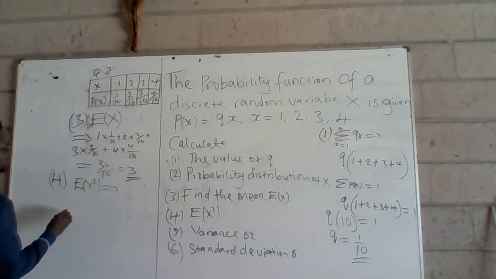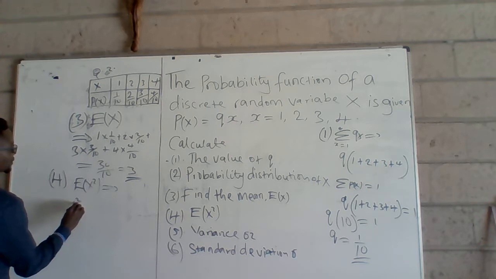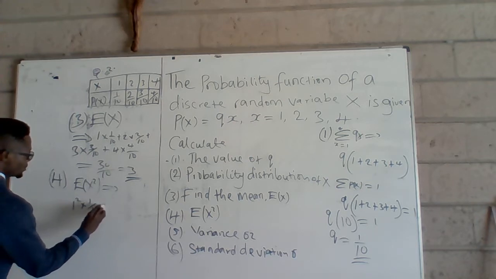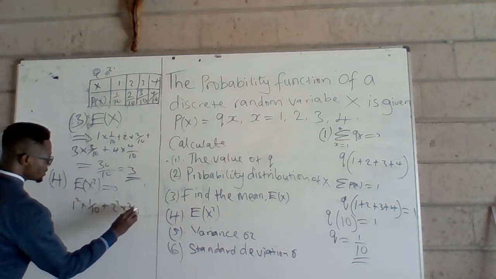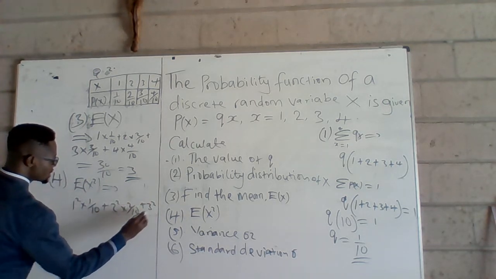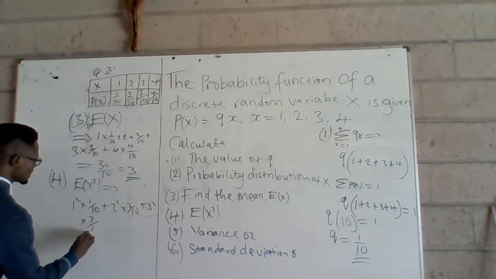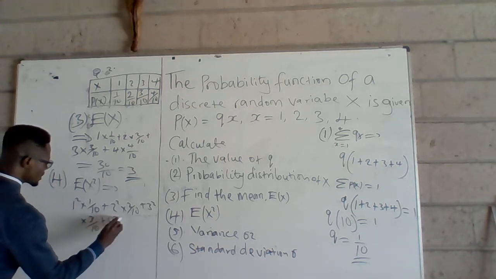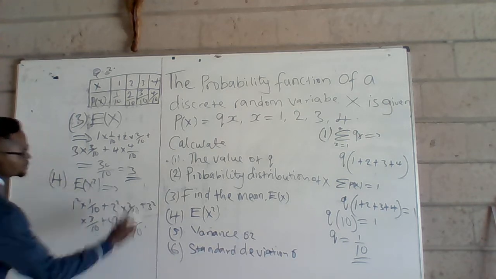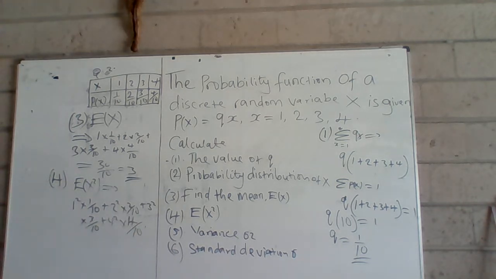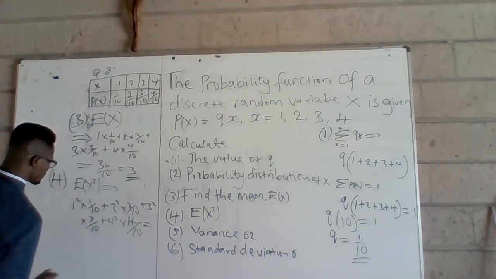So it is simply x squared, so it is 1 squared multiplied by 1 over 10, plus 2 squared multiplied by 2 over 10, plus 3 squared multiplied by 3 over 10, plus 4 squared multiplied by 4 over 10. And this gives us our expected value of this table.